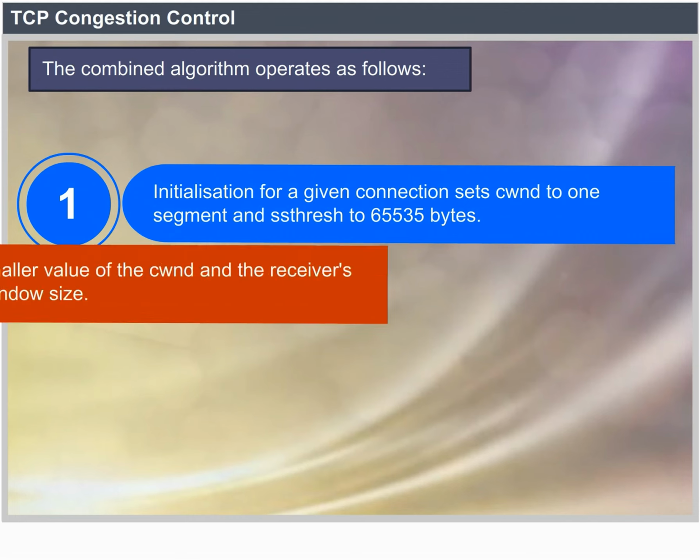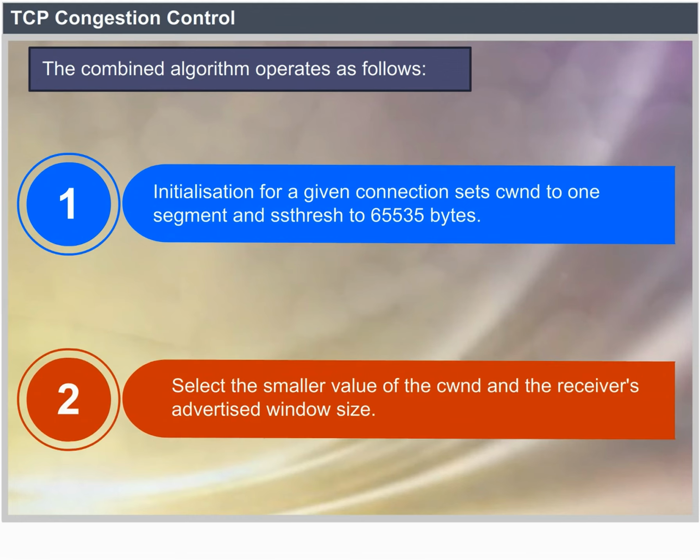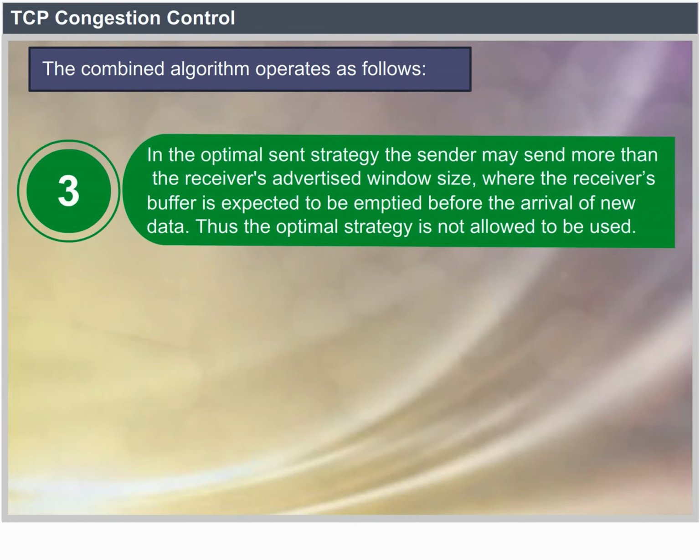Select the smaller value of the CWND and the receiver's advertised window size. In the optimal send strategy, the sender may send more than the receiver's advertised window size, where the receiver's buffer is expected to be emptied before new data arrives. Thus, the optimal strategy is not allowed to be used.